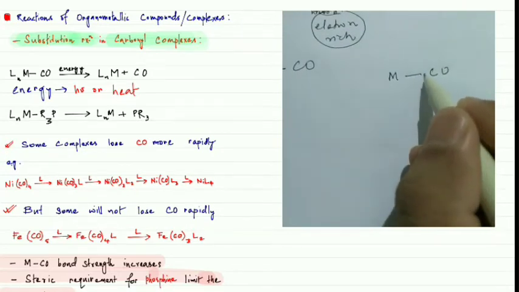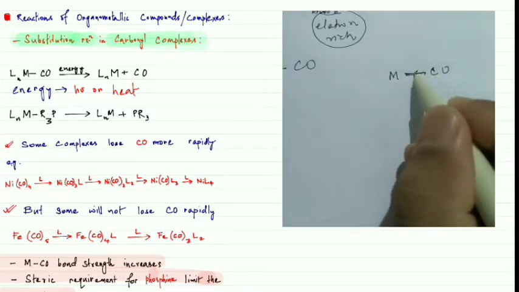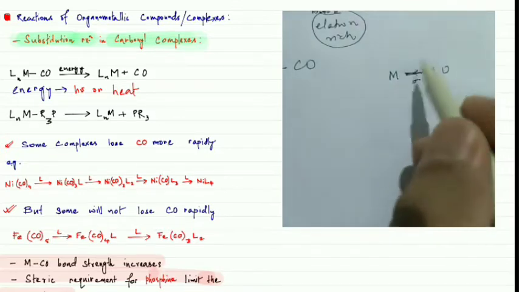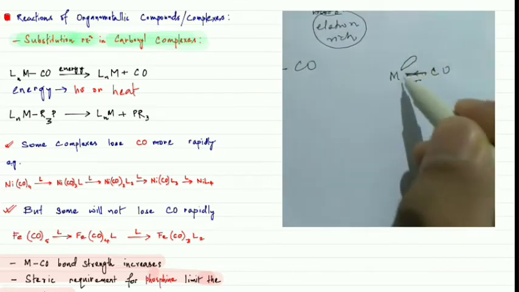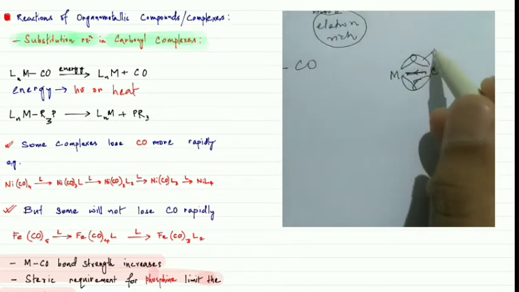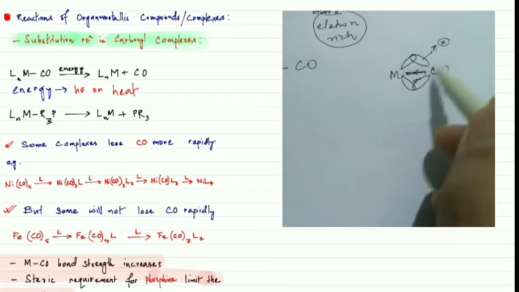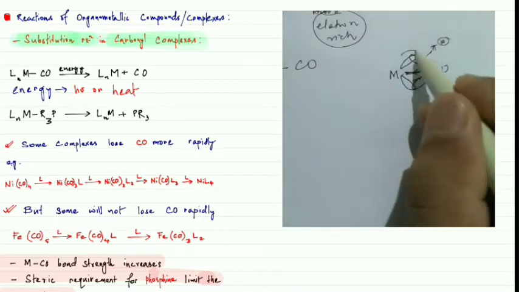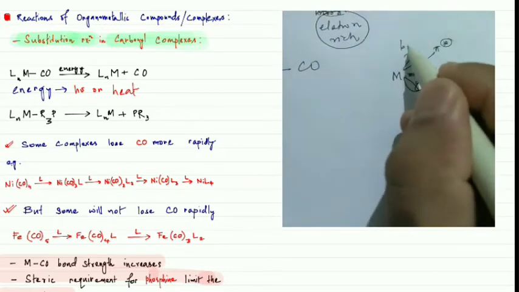One lone pair is donated from the carbon, which is your sigma bonding, and the t2g orbital of that metal is going to overlap with the anti-bonding pi molecular orbital to form what? Back bonding.